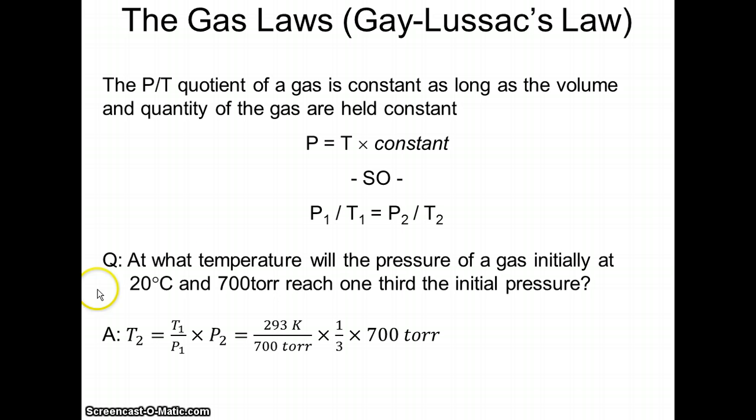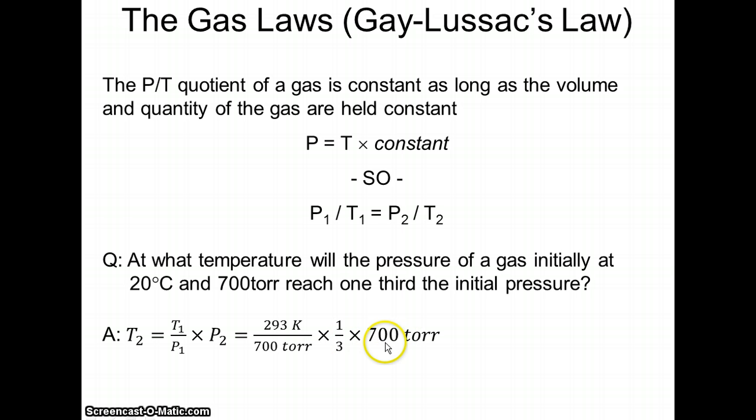And so we're solving for T2. That says T1 over P1 times P2 is going to give me T2, just a little basic algebra. And so I know I'm starting at 20 degrees Celsius, but remember we never use Celsius in gas laws because Kelvin is the absolute temperature. And so we're going to convert that and make it 293 Kelvin. And this is for a pressure of 700 torr. I also know that I want to go down to 1/3 of 700 torr.